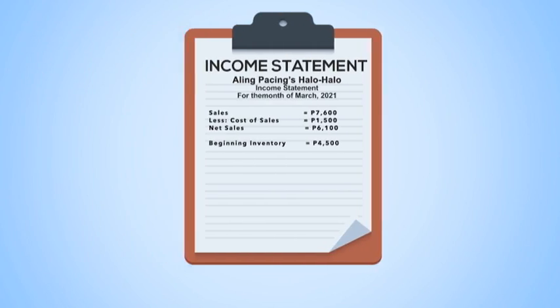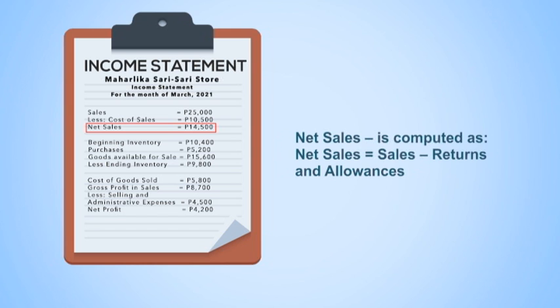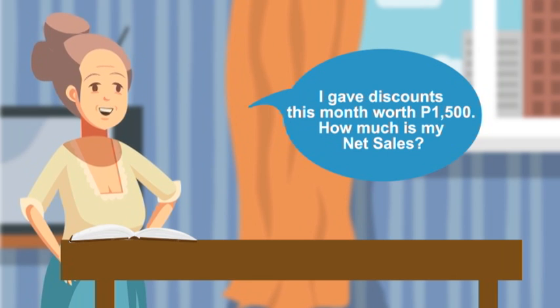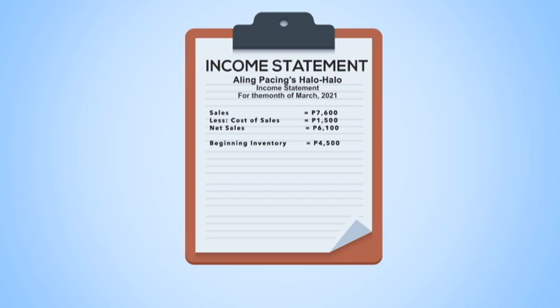Net sales is computed as net sales equals sales minus returns and allowances. Returns and allowances are the value of goods returned by a customer or discounts given to customer. If Pasing's returns and allowances amount to 1,500 pesos, what is her net sales for the month? Net sales equals sales minus returns and allowances equals 7,600 minus 1,500 equals 6,100 pesos.